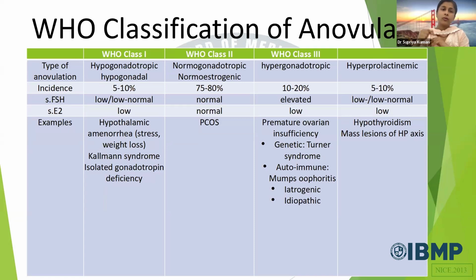Class 3 is hypergonadotrophic anovulation, hypergonadotrophic hypogonadism. Basically it is ovarian failure, gonadal failure, I should say. So ovarian or gonadal failure has happened, so estrogen is not forming, so the negative feedback to reduce FSH is not coming. So the FSH levels will be very high, LH levels will be very high, and the estrogen levels will be low. This is hypergonadotrophic hypogonadism leading to anovulation. And the fourth is hyperprolactinemia. Right? Next slide.